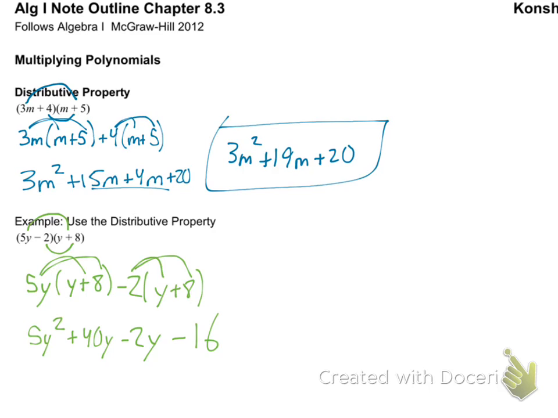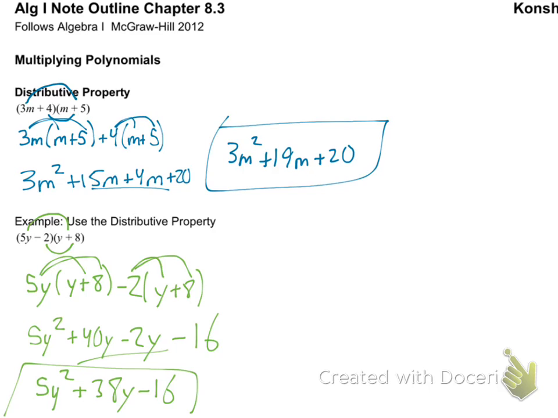And you guys notice what seems to be happening? The middles can be put together. Now again, it's not always like that, but a lot of times it's like that. And what's 40 minus 2? 38. So it's plus 38y minus 16. Done.